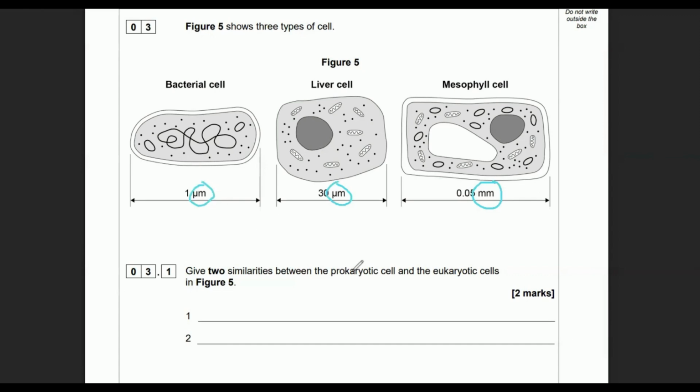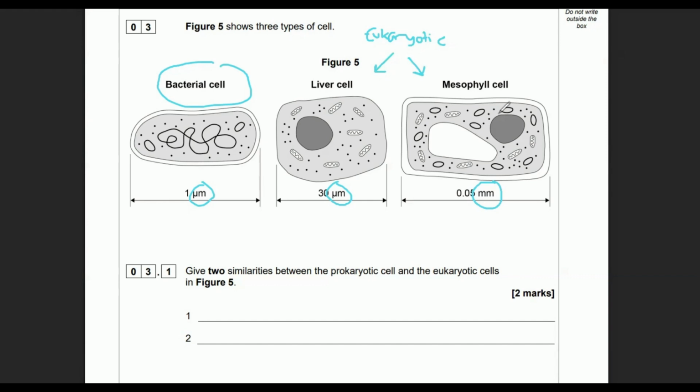Give 2 similarities between the prokaryotic cell and the eukaryotic cells in figure 5. Okay, so we don't need to talk about the sizes because we're talking about similarities, and these sizes are all not similar: 1, 30 and 0.05 millimeter. So what are 2 similarities between the prokaryotic cell and the liver and mesophyll cell? These, by the way, are eukaryotic. Why? The mesophyll is from a plant and the liver cell was from an animal, and both of those have a nucleus, so they're both eukaryotic. Okay, what are the 2 similarities?